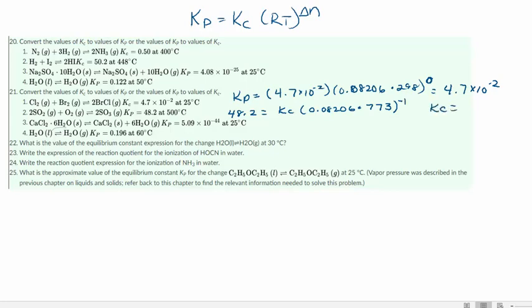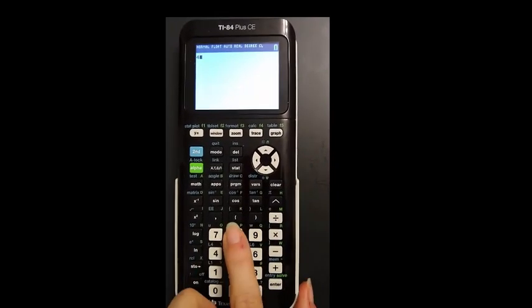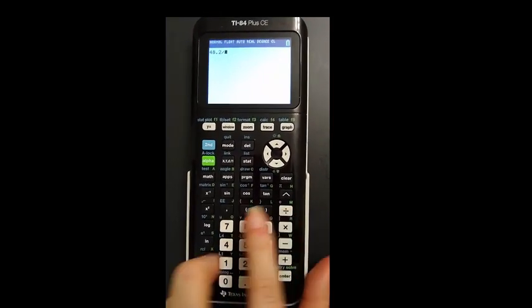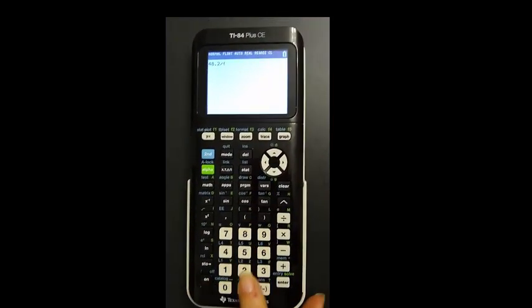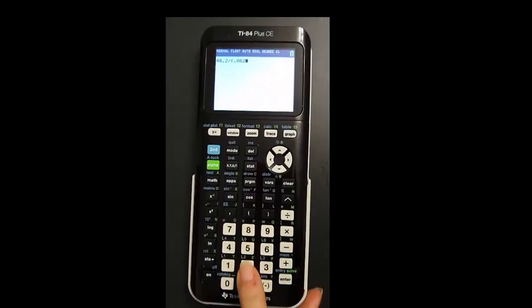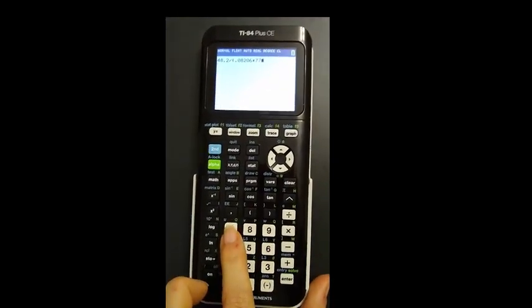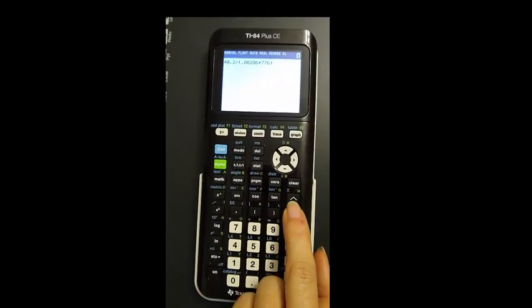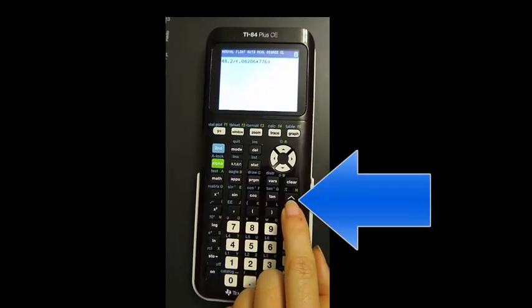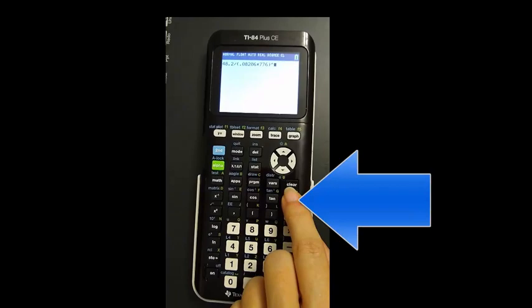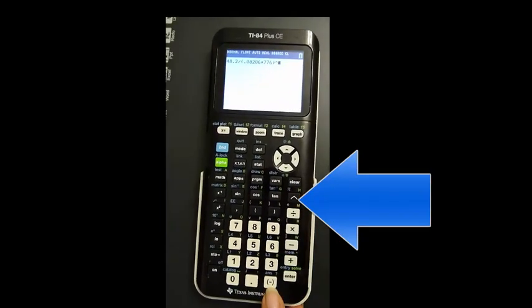Now that makes our Kc equal to, and I'll work this out in the calculator for you, showing you the keystrokes. So I start with my 48.2, divide it by, in parentheses, I need to put my 0.08206, multiply it by my temperature, which is 773. Then I'm going to raise it to a power. I'm going to use this caret button right here. -1.